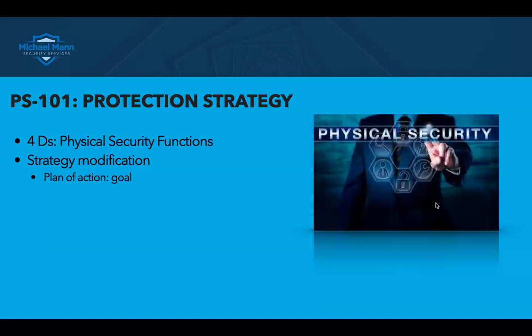So let's talk about protection strategy today. Last week, in the close protection or executive protection presentation, we talked about the 4Ds. Those are your basic physical security functions, and they don't change based on what type of person or facility we're protecting. We always have those. There's deterrence, there's detection, there's delay and denial, or what we would call response, and some other arenas. That does not change.